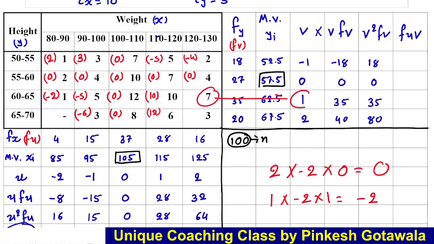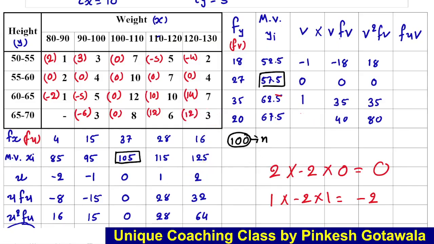Now 7, this side 1, this side 2, 7 into 2 into 1, so 14. And the last 3, here 2, here 2, 3 into 2 into 2, so it would be 12. Clear? So this way you have to prepare this.